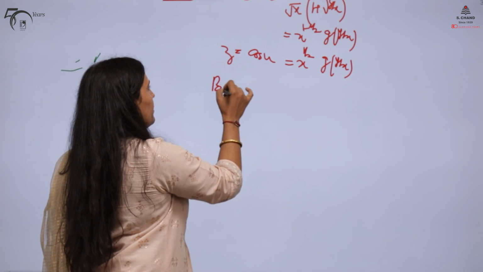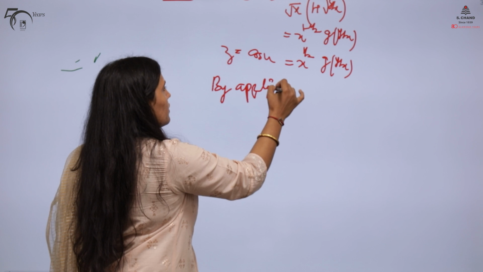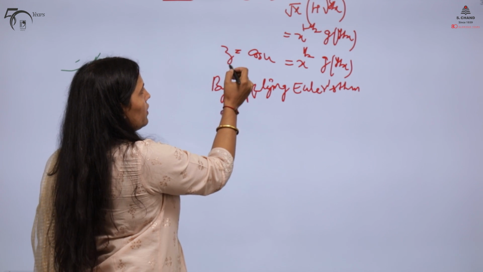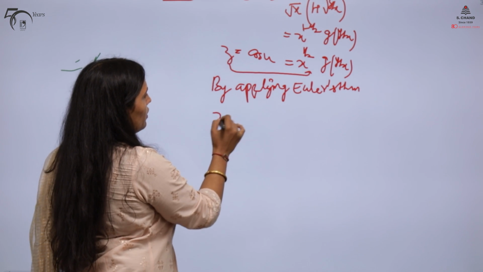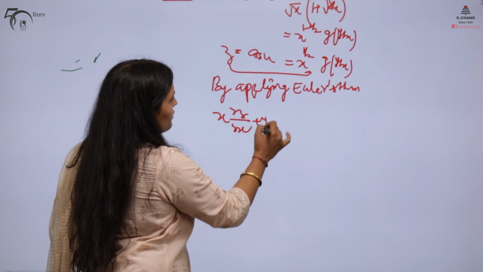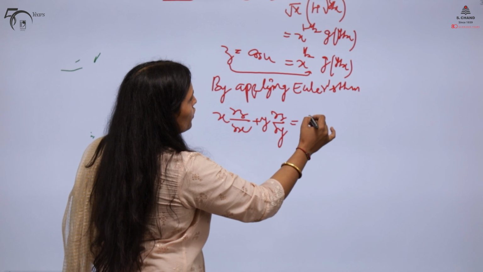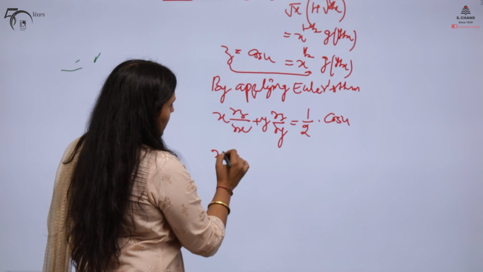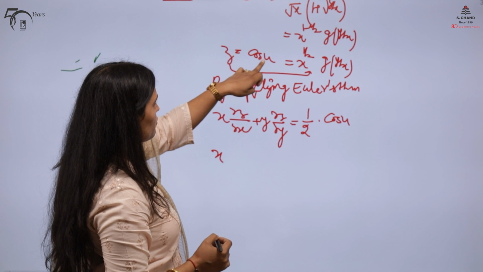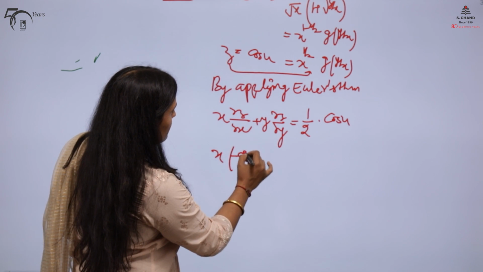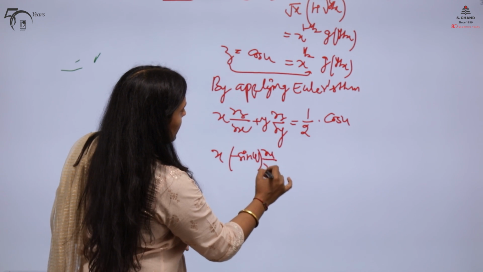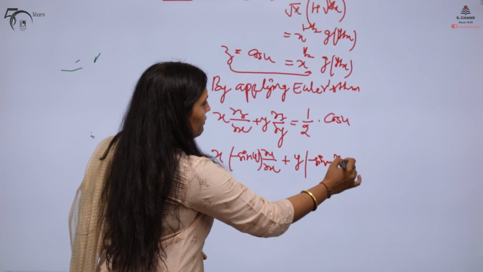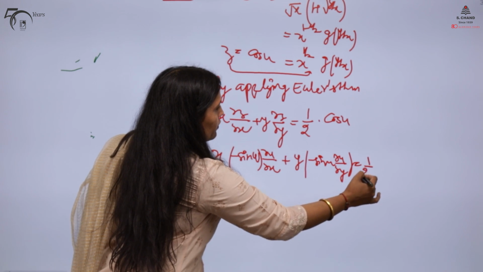Apply the theorem again. So by applying Euler's theorem on z, you can apply Euler's theorem on z, not on u. Be careful. So x del z by del x plus y del z by del y equals n, that is half, and z is cos u. So you can directly substitute the value here. Now del z by del x, the same way, it means first you will be taking the derivative of this. Cos u derivative is minus sin u, and then del u by del x, that is pending, then y, then minus sin u by del y, equal to half cos u.